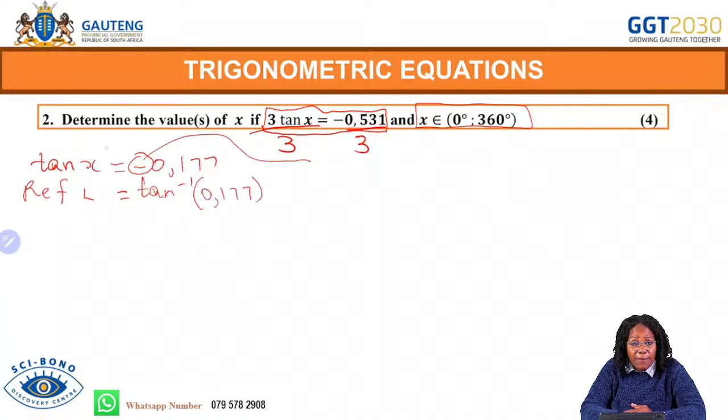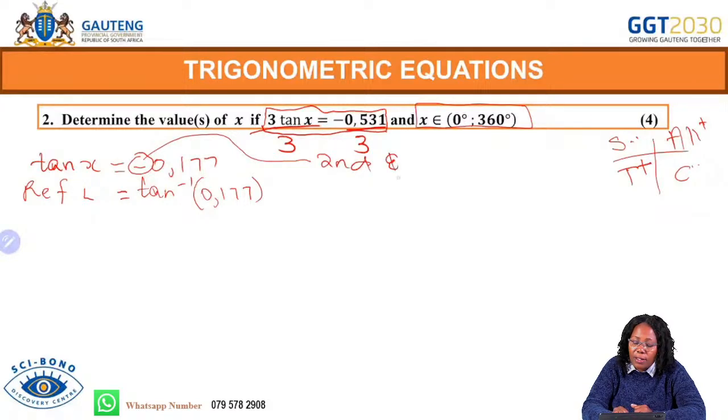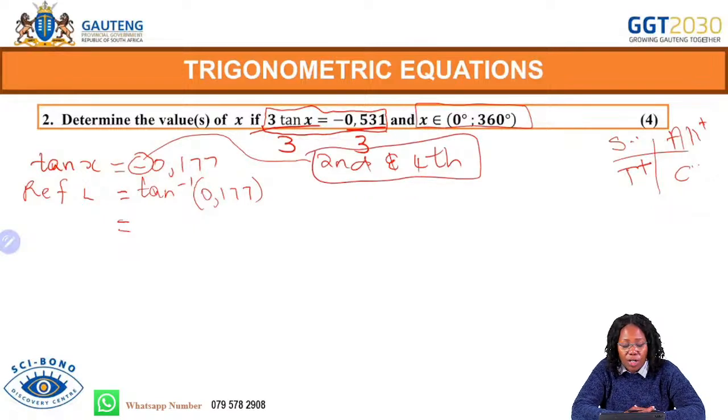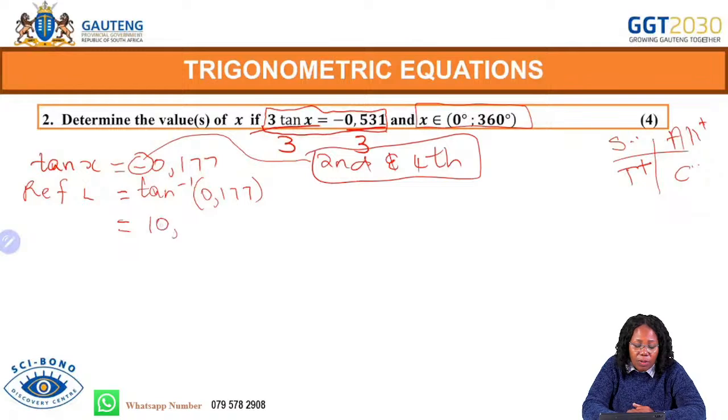And then let's identify the quadrants now. In which quadrant is tangent negative? Go to your CAS diagram, it will help you. In the first quadrant all ratios are positive. Can you see now? We are solving in the second and fourth quadrants where tan is negative. Right. Now let's check. Shift tangent 0,177. What is our value? Arctan 0,177 is 10,04. Remember, this is a reference angle. It's not yet your solution.